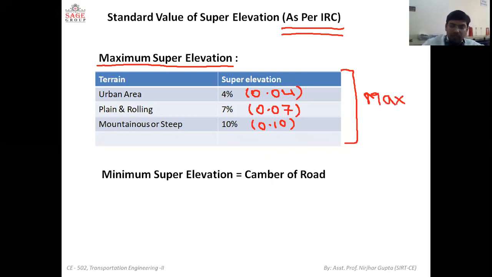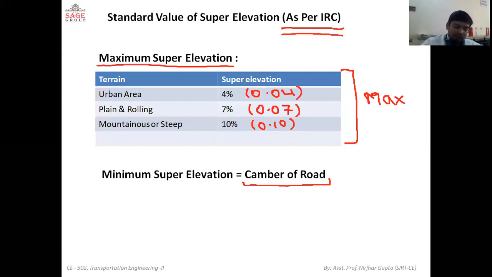Now we have to see the minimum values. As super elevation and camber are both cross slopes, the minimum value is equal to the camber of the road. We have already discussed the camber of the road in the previous video lectures, so you can view that also. If we have the maximum values of camber as per the IRC specifications, then the maximum value of camber will be the minimum value of super elevation.